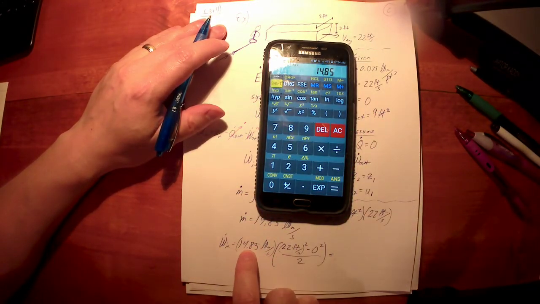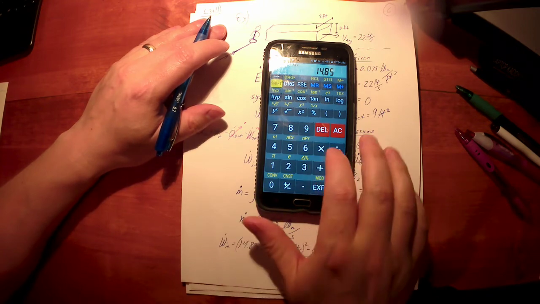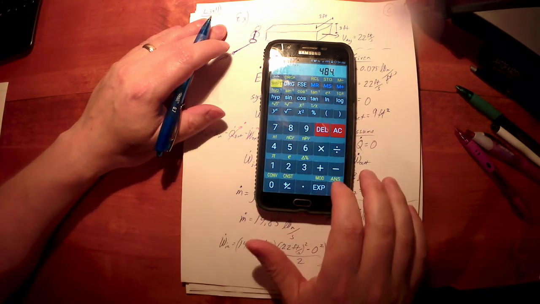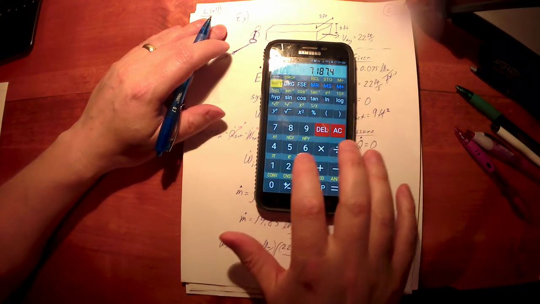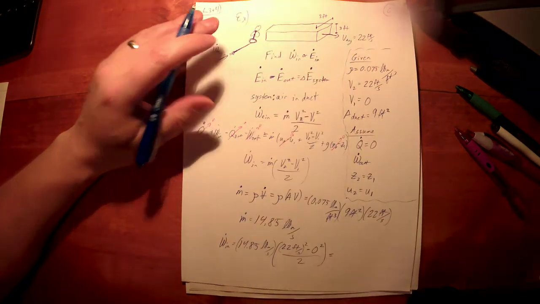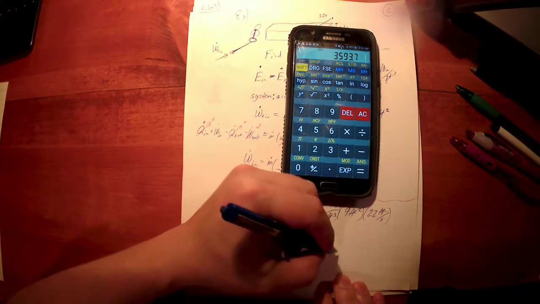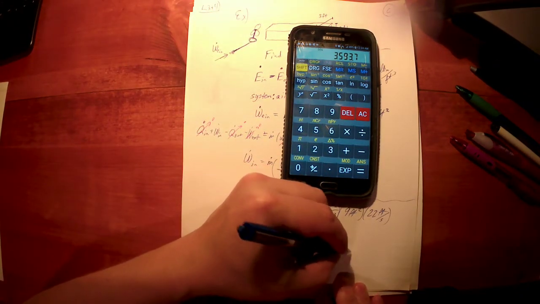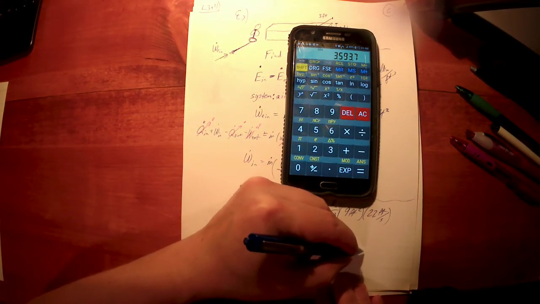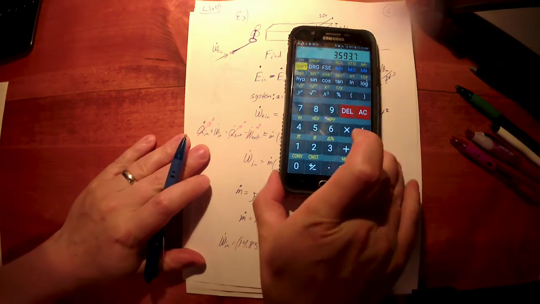So when I've got this mass flow rate, I'm going to multiply by 22 squared, and I'm going to divide by 2. So we get an answer. Oh, sorry, you didn't see that. I got a number there, 3593.7.